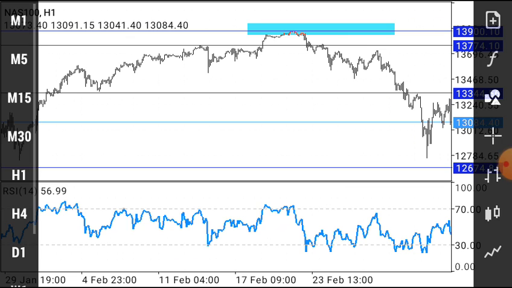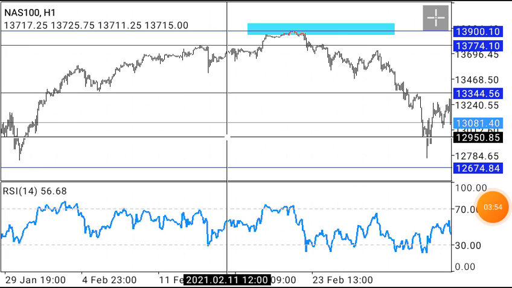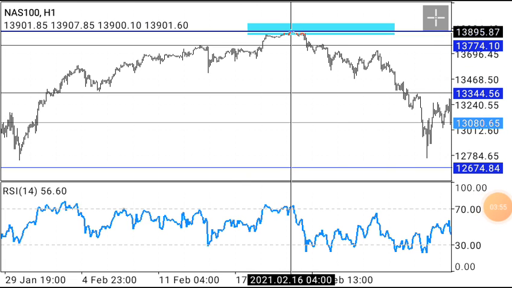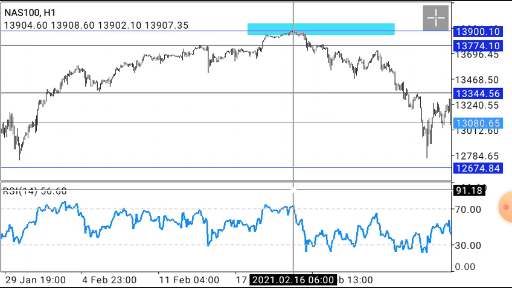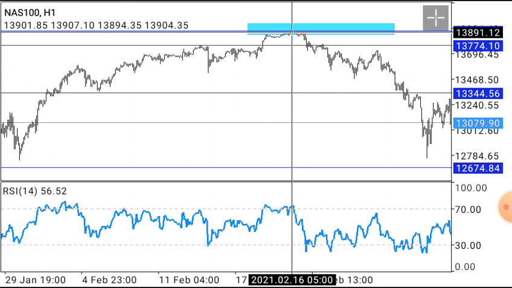Do you guys see that? Check this out, guys. The market was at a resistance level and the RSI was above 70. So this basically means this was a perfect sell.